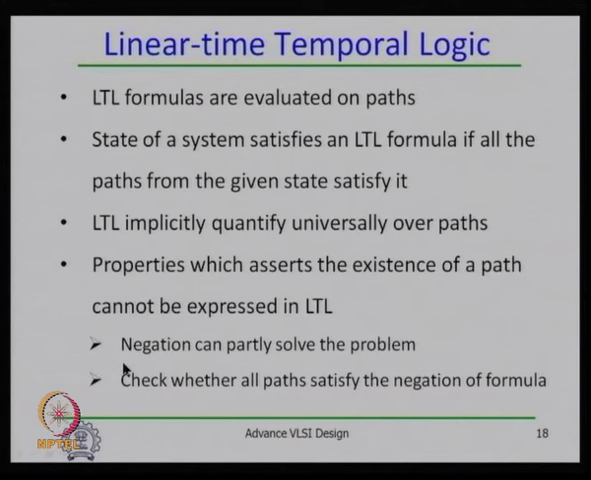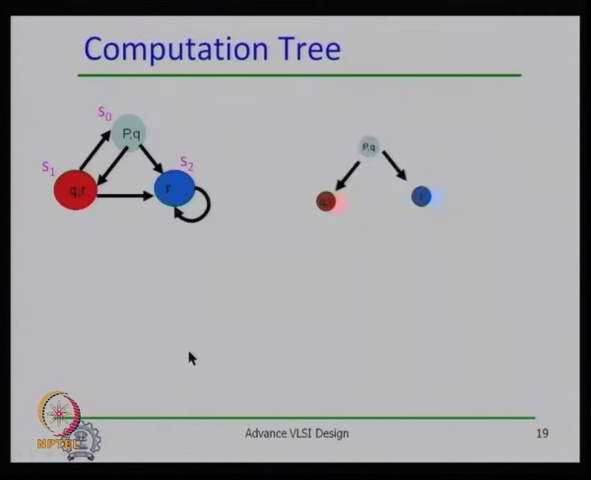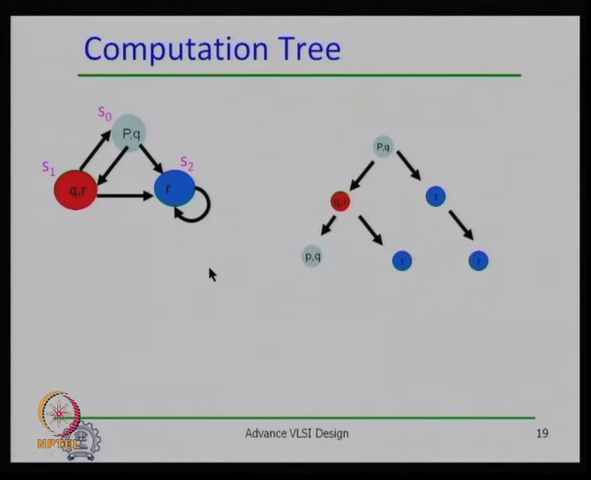Sometimes, as we have seen, where there is no strict sequencing, we can use negation and define the property. So negation can partly help us, but not all the time. So for that, we need to go to the branching time temporal logic.